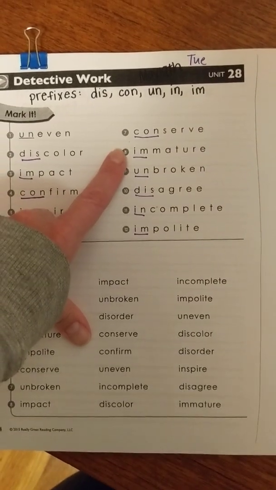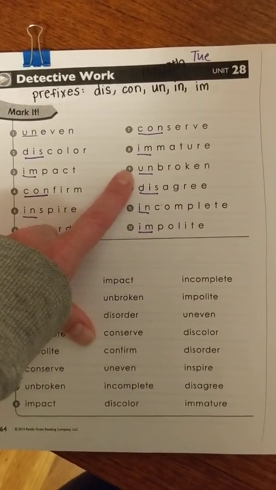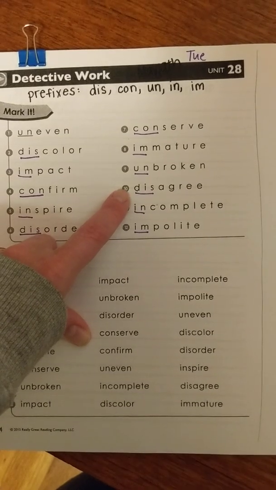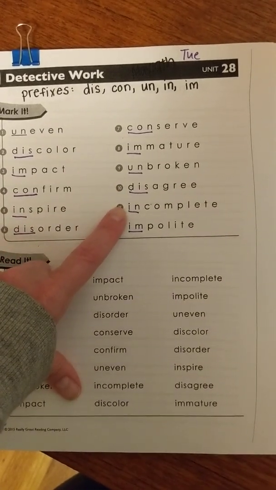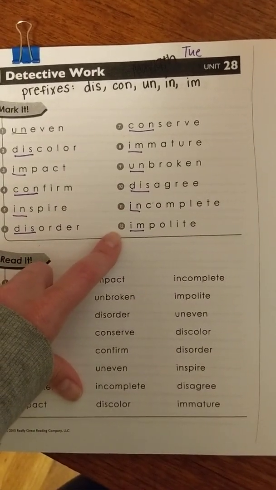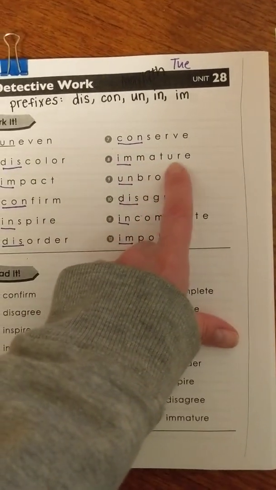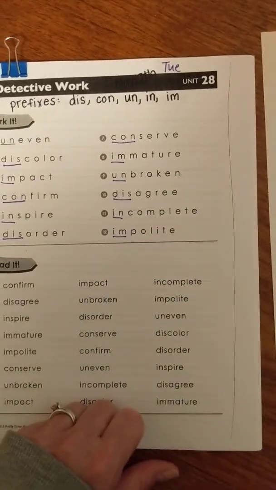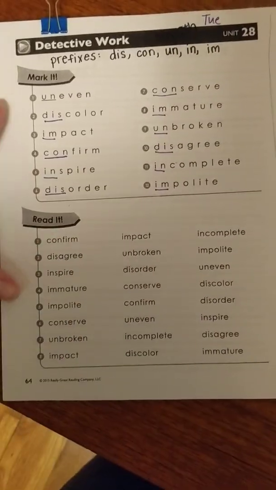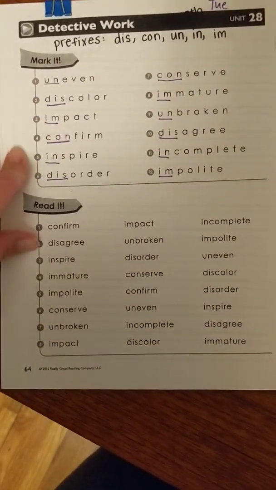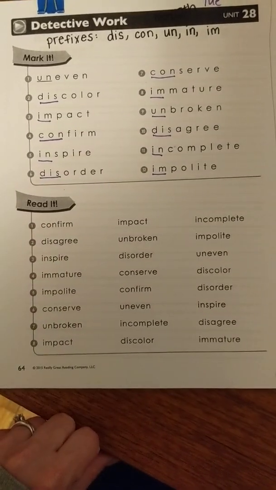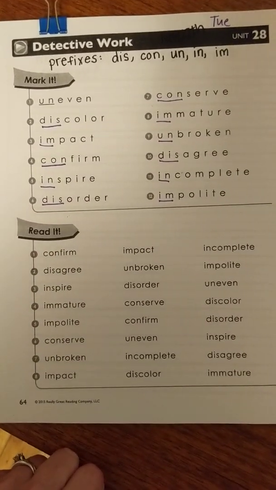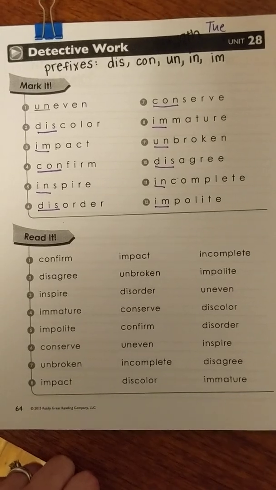conserve, immature, unbroken, disagree, incomplete, impolite, okay? And if you look up here on immature, you see that T-U-R-E, remember that was one of those Latin chunks that we learned about, okay? So we've underlined the prefixes, and then down here you can practice reading those words that we just worked with. And then we'll do some more work with prefixes throughout the week. Good job, guys.